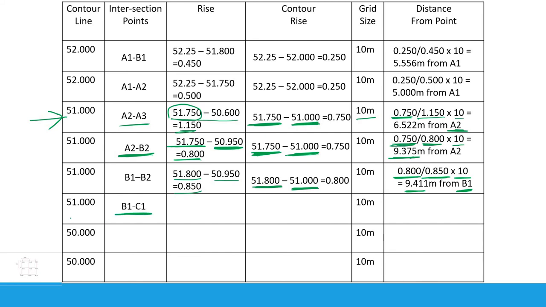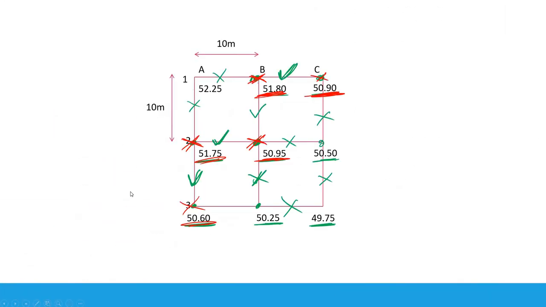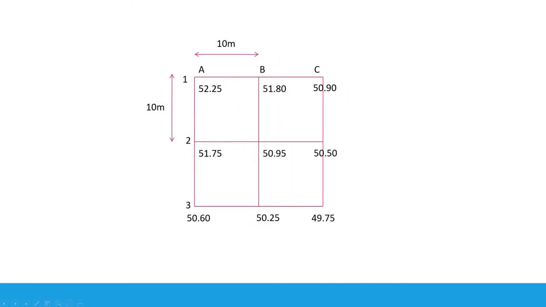And finally we have a contour line of 51 between B1 and C1. B1 elevation or reduced level minus C1, 0.9, the higher one minus 51, and then the distance from the higher one, which is B1, is contour rise divided by rise times 10, which is 8.889 meters. Now we've done the contour line of 51. Let's return here. This is 51, guys. We have 4, 1, 2, 3, 4, and we've done them. And now we are going to find the locations of contour line 50.